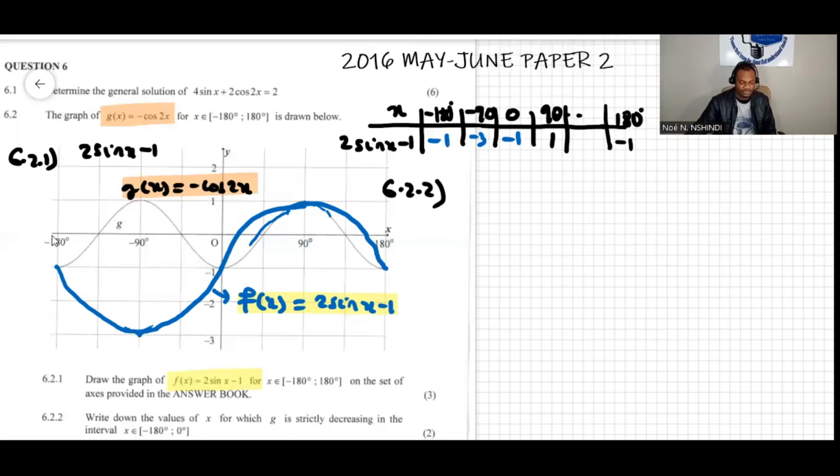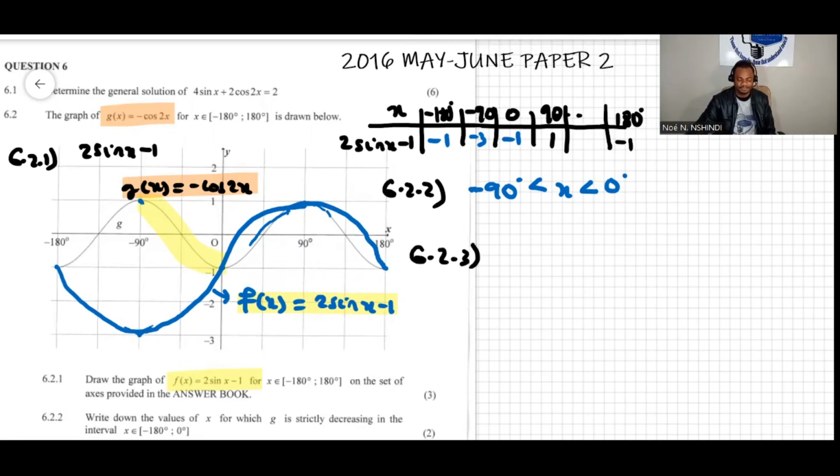Let me just show it. We're talking about this interval, -180 to 0, on the horizontal axis. Now it is decreasing only from -90 degrees to 0 degrees. That's the interval over which this is decreasing, because it's over here that it starts falling down. So we'll say negative 90 degrees is less than x, and x is less than 0 degrees. So that's 6.2.2, and then 6.2.3.